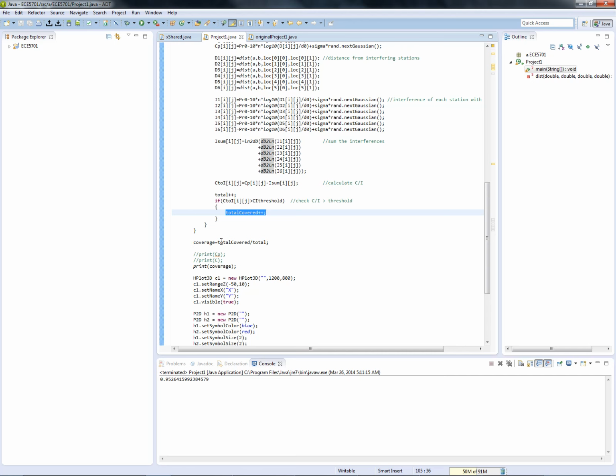I then calculate the coverage, which is the total number of locations covered divided by the total number of locations, and I print that. You can see down here my last simulation output: I've commented out the outputs for the C to I, and so I've just included the output for the coverage percentage.